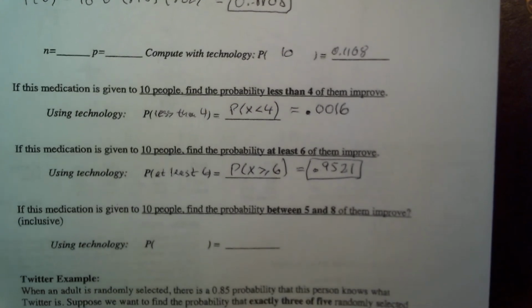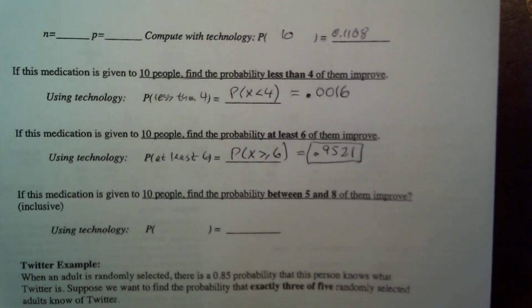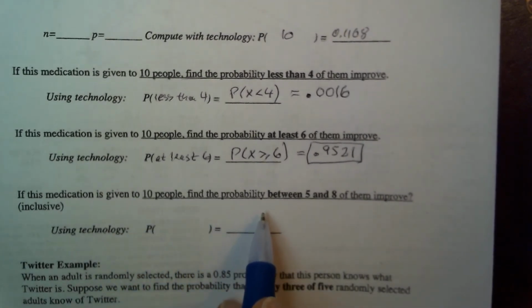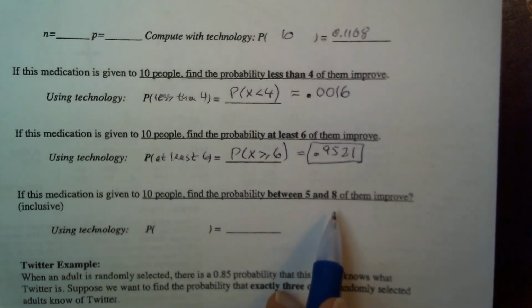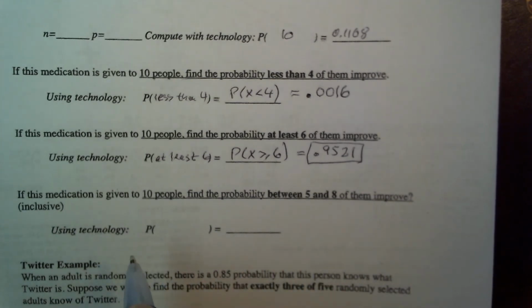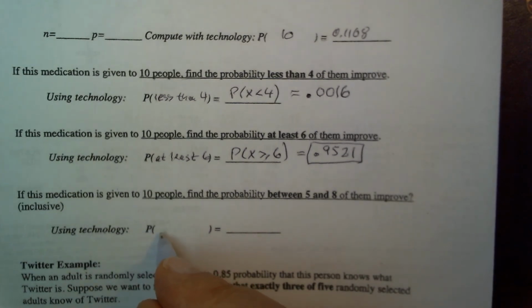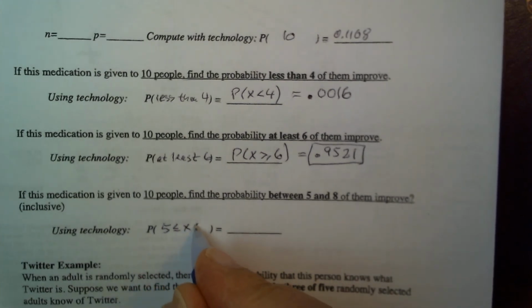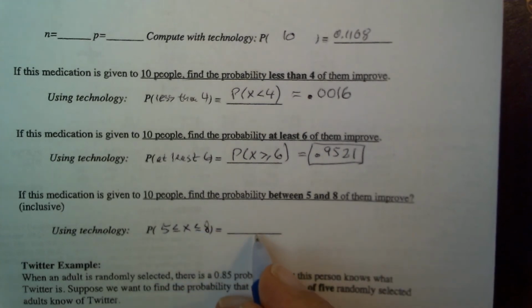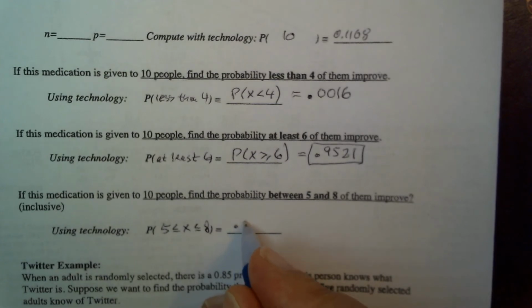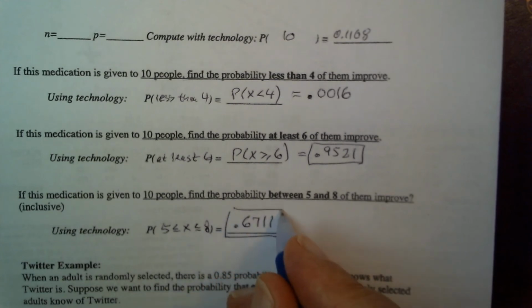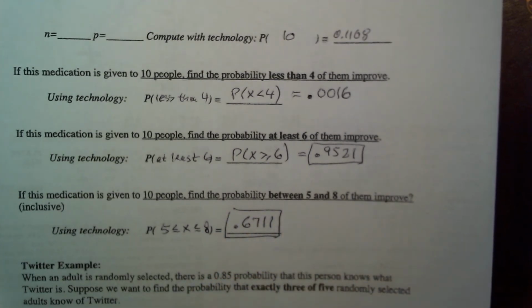So the last question is, if this medication is given to 10 people, find the probability between 5 and 8 of them will improve. So between 5 and 8, that means the probability of x greater than or equal to 5, less than or equal to 8. And again, if you do that properly with technology, it's 0.6711. And if you don't have a calculator that does that, there are online calculators that will give you the same results.